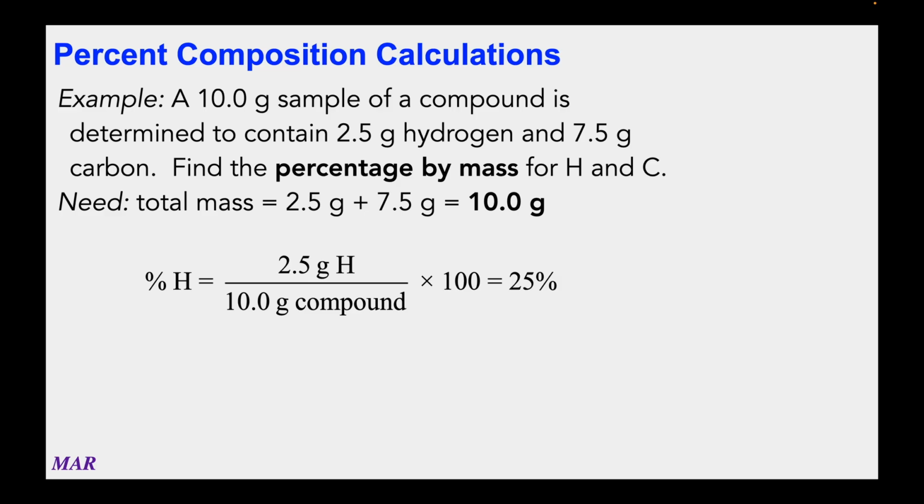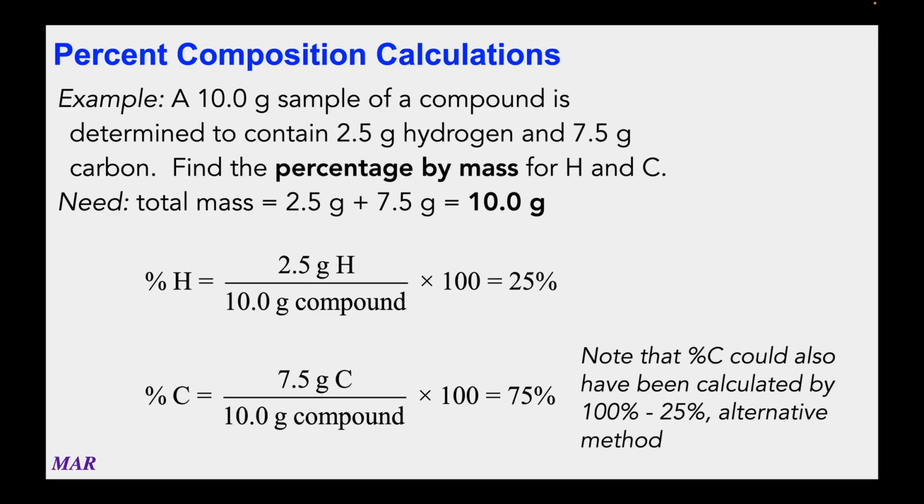Now, to find the percent carbon, which is the other thing, there's two ways you could do it. You could take 7.5 grams of carbon, which is how much was found, divide it by the total 10 grams, times 100%, 75%. That's legit. But you could have also found it remembering that all of the element percentages together equal 100%. So 100% minus 25% hydrogen would mean you'd have to have 75% carbon. That's a nice way to check yourself, kind of make sure that you've got the right answers for things.